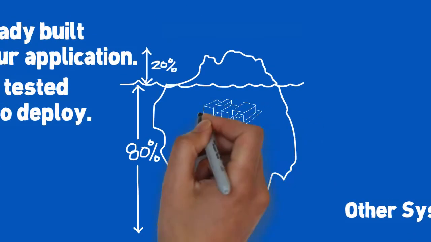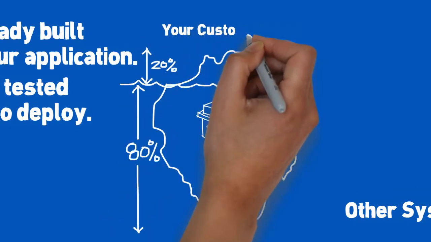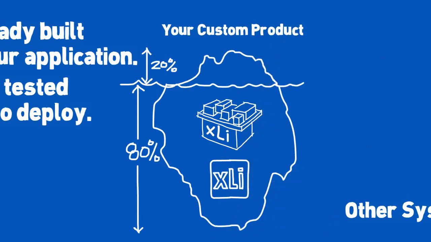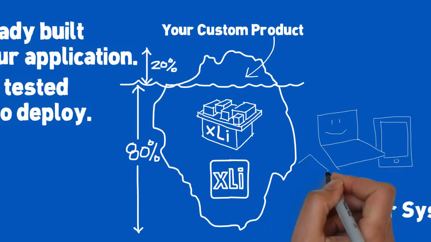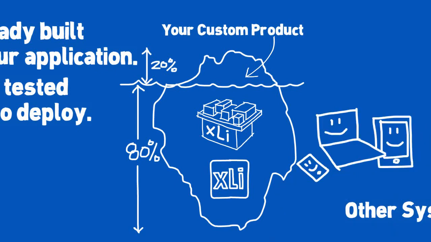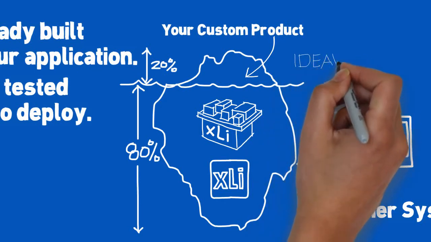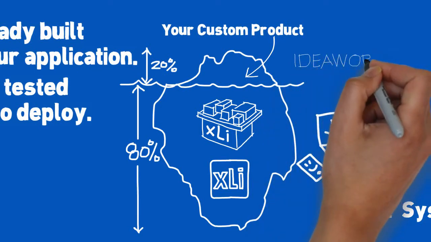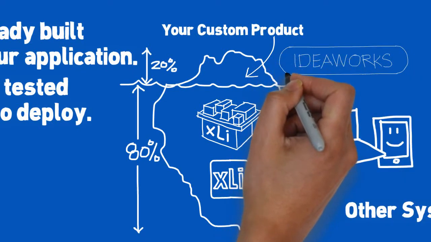Back to the iceberg. The XLI building blocks are underneath the water. They leave it up to you to define how they look and how they're used. This means you can create your product just as you would like it to be. It can be designed to run on laptops, tablets, netbooks, even smartphones. It's up to you. And if you need help designing your best-in-class application, our Agilix IdeaWorks world-class professional services team can walk you through the process, doing as much or as little as you like.